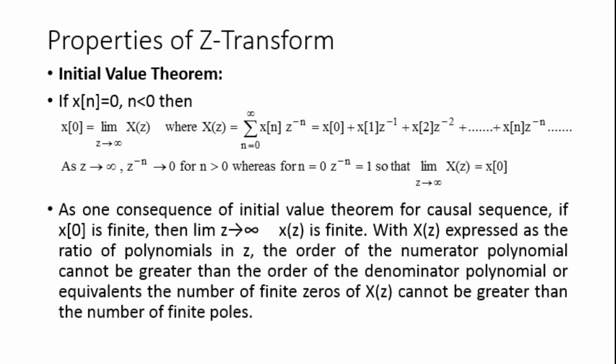With x of z expressed as the ratio of polynomials in z, the order of the numerator polynomial cannot be greater than the order of the denominator polynomial, or equivalently, the number of finite zeros of x of z cannot be greater than the number of finite poles.